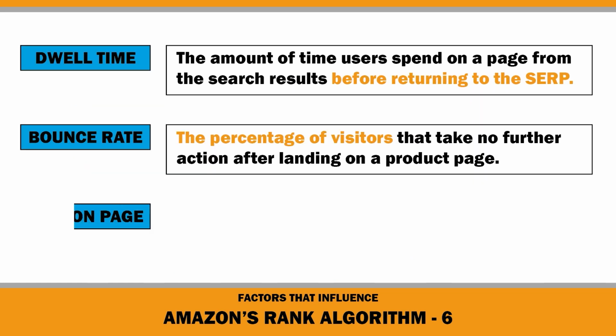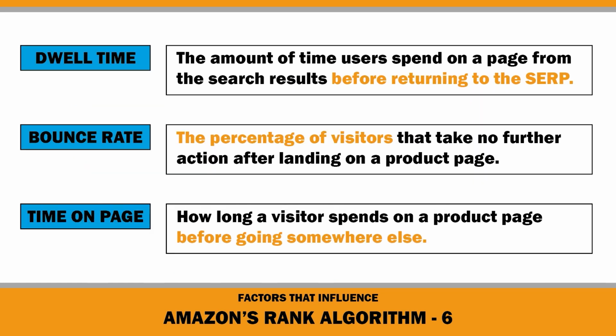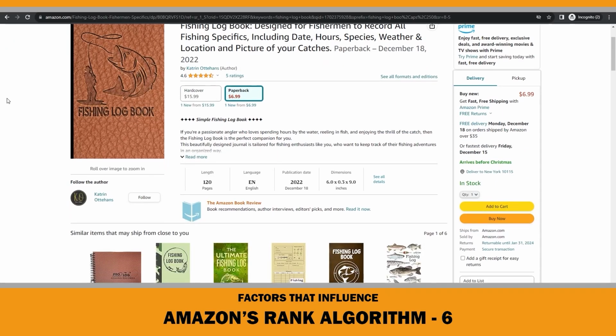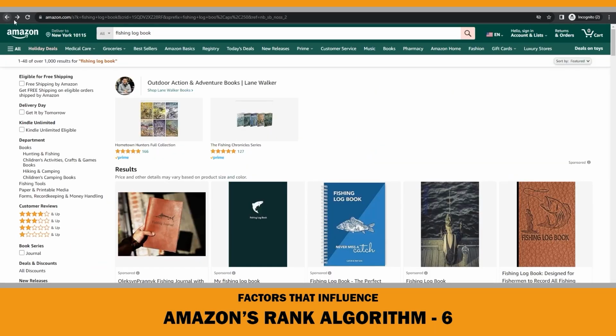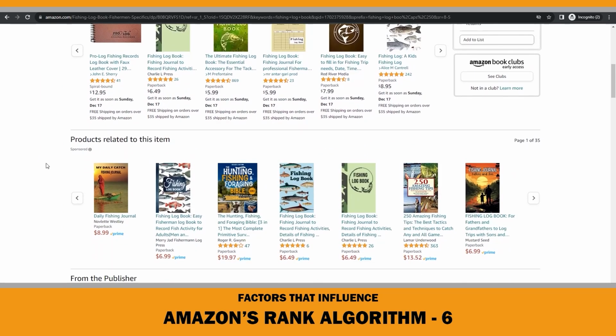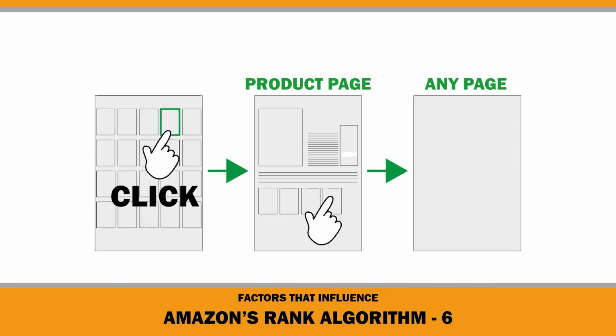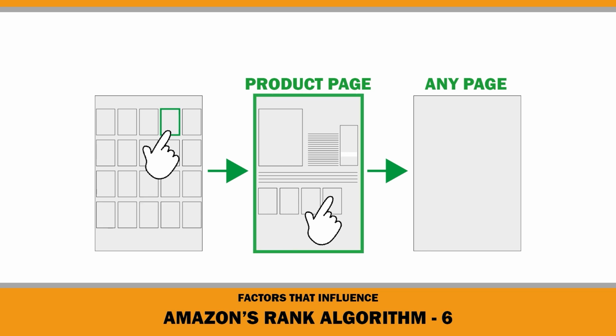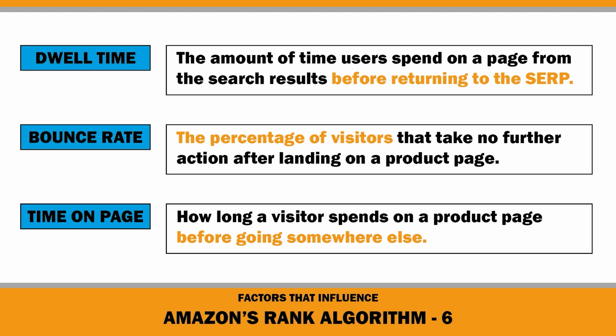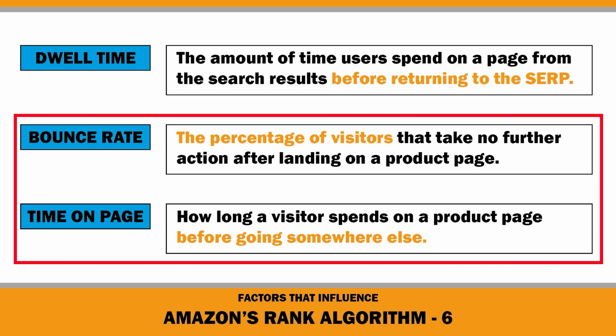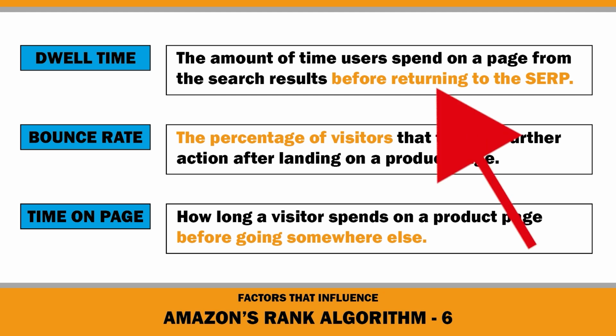Time on page is how long a visitor spends on a product page before going somewhere else. After spending some time, the visitor can go back to the search results, click another page on Amazon like the products related to this item, or exit from Amazon to an external page. In short, it is the time between the click that brings the user to the product page and the click that takes the user away from that page. All 3 metrics measure how much users interact with a product page. However, the bounce rate and time on page are different from dwell time because they do not show if the user went back to the search results page.